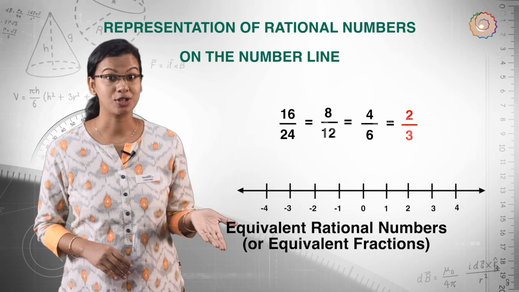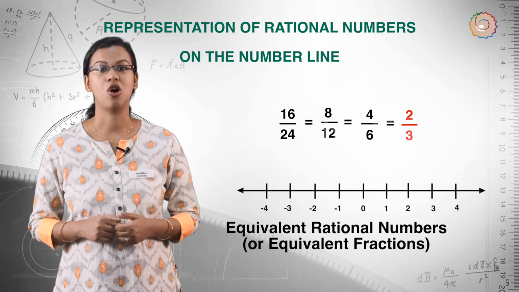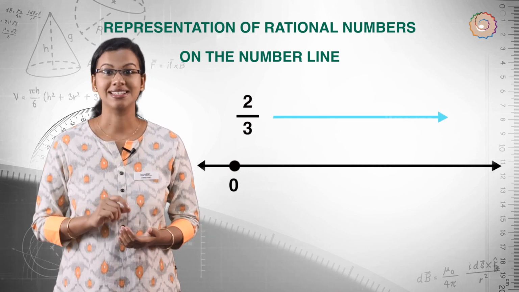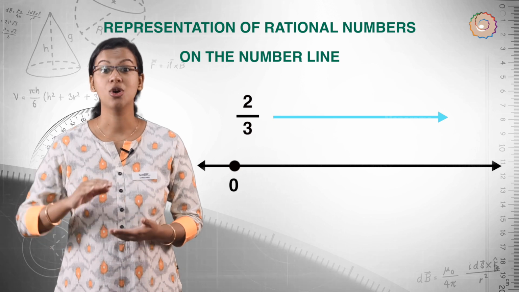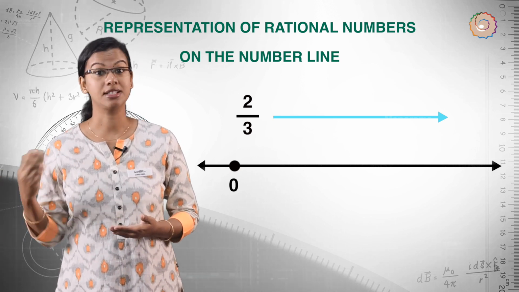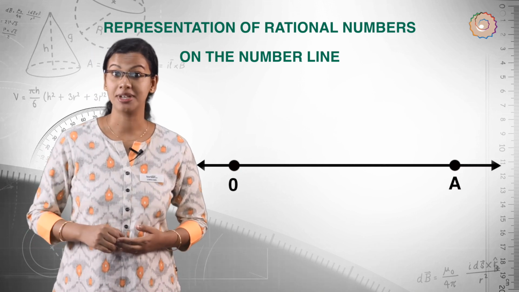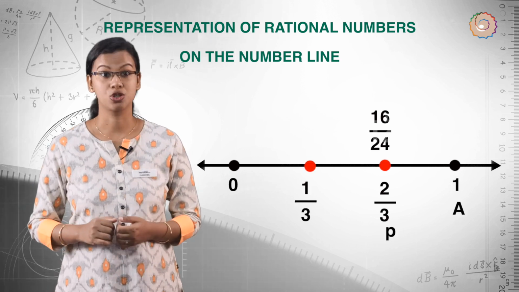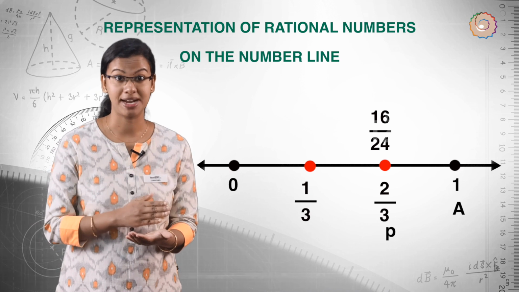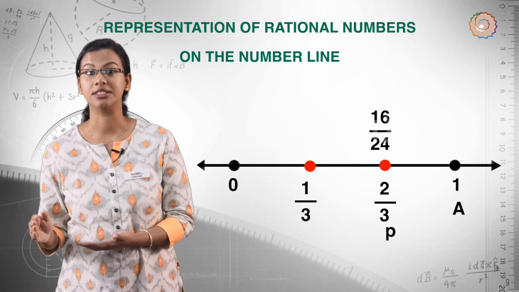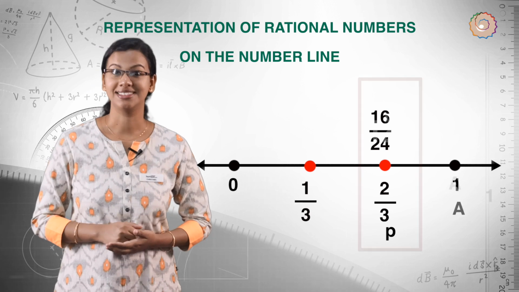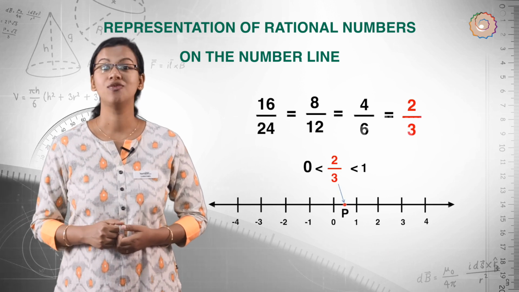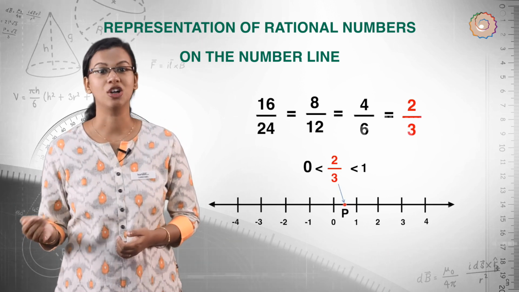So, to locate 16 by 24, we can locate 2 by 3 on the number line. For that, mark 0 on the number line. And since 2 by 3 is positive, move towards the right and mark another point P. As the denominator is 3, divide the distance into 3 parts. So, it will be 1 by 3, 2 by 3 and 3 by 3, which is equal to 1. And thus, the point P is 2 by 3 or 16 by 24, which is between 0 and 1 on the number line.